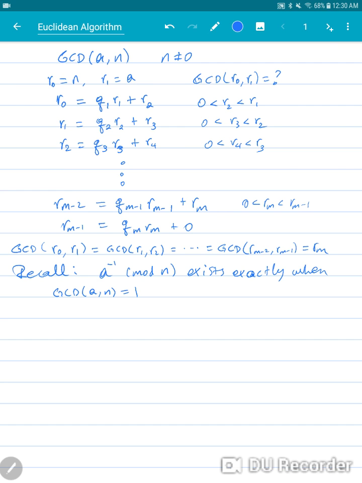So first calculate the GCD of 357 and 1234, and then we'll compute 357 inverse mod 1234.